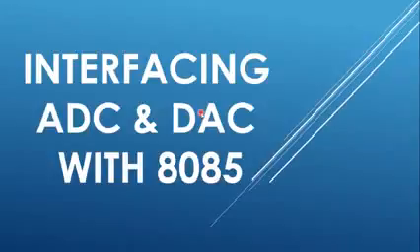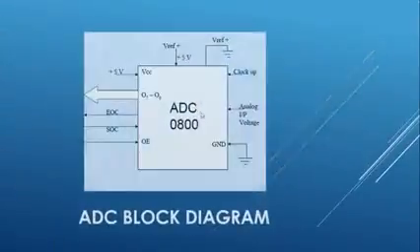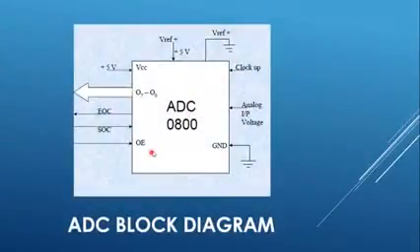The aim of this tutorial is interfacing ADC and DAC with 8085. We are using ADC 0800. It is an 8-bit ADC. There are different pins in it which are used by interfacing devices to control it and take data from it.